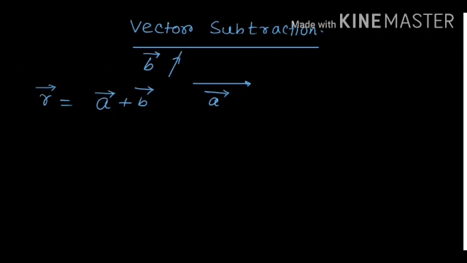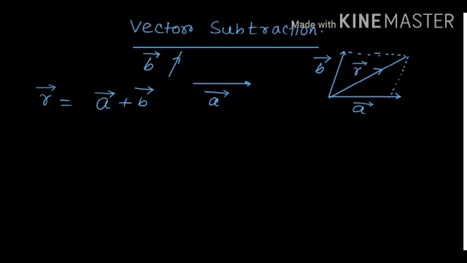For this, let me draw a parallelogram. These are the two vectors. So this is vector A and vector B, and with these two vectors complete a parallelogram. Then the diagonal passing through this point gives the resultant R.